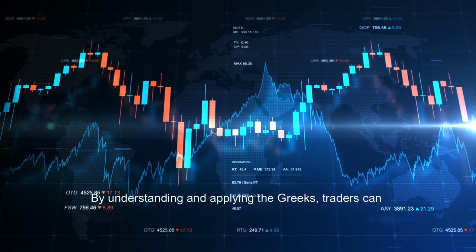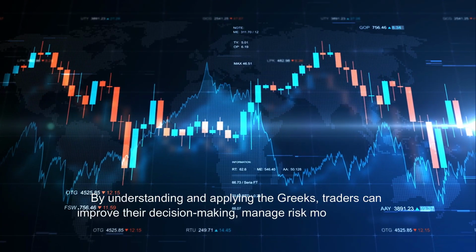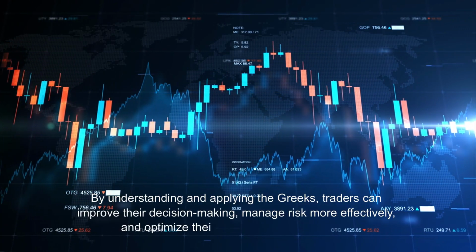By understanding and applying the Greeks, traders can improve their decision-making, manage risk more effectively, and optimize their options trading strategies.